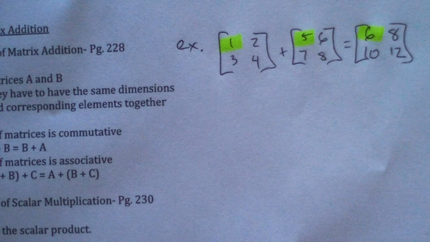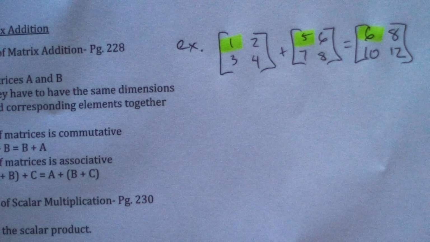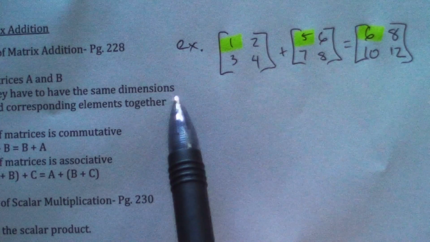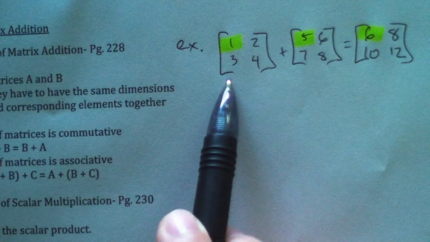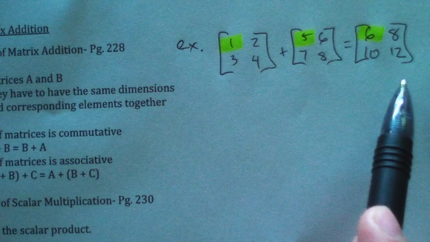And then they say some similar things there. When we add, we've got to have the same dimensions. So this is a 2 by 2 and a 2 by 2, and it kicks out an answer with the same exact dimensions. So they're all 2 by 2s there. And then you just add your corresponding elements together.